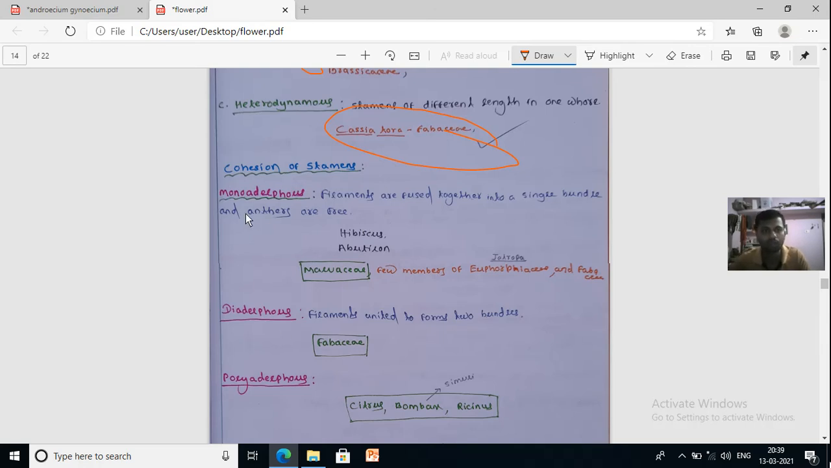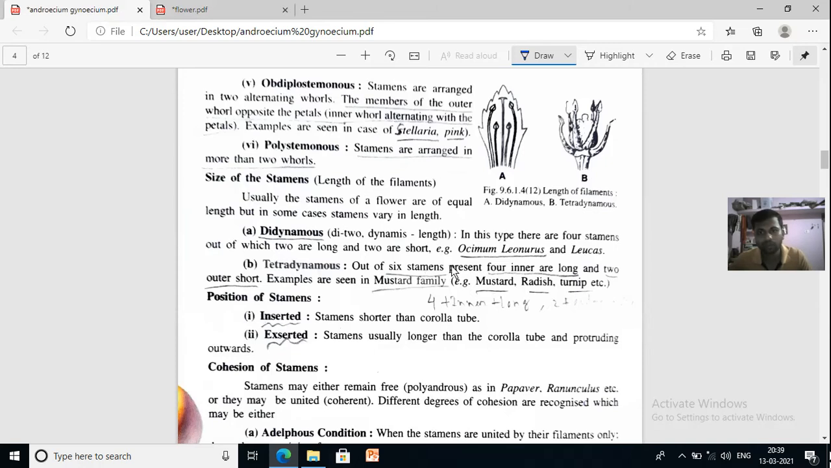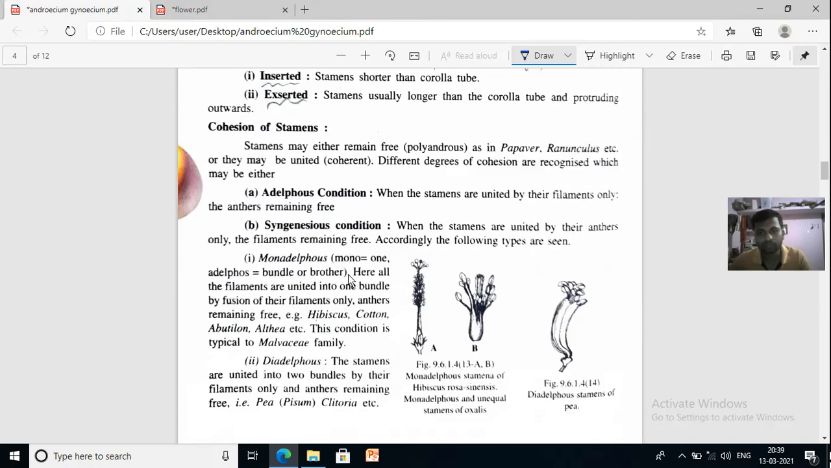First is the monoadelphous condition. In the case of the monoadelphous condition, what happens? If the filaments are fused together into a single bundle and the anthers are free, it is known as the adelphous condition. And for the figure, we have to go here. Look here.